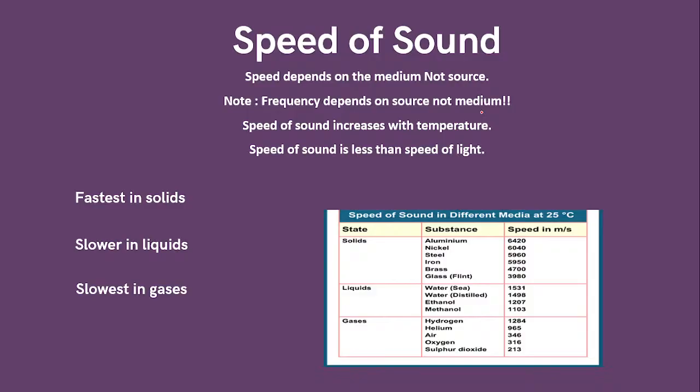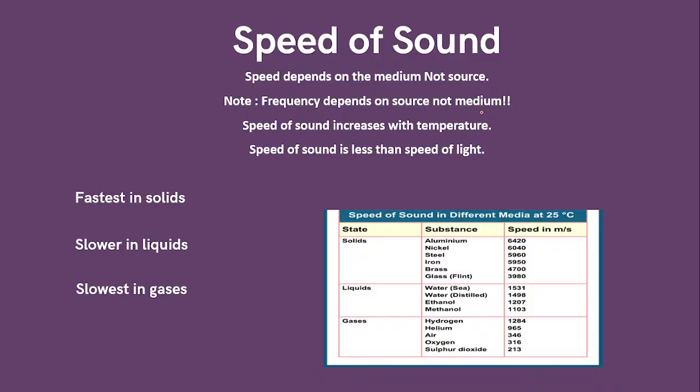But in case of speed, it depends on the medium and not the source. Play a drum or anything else, it depends on the medium. In solid the speed will be different, in liquid it will be different. If you take the same guitar in solid and in liquid, the speed of sound will differ in both because it depends on the medium.